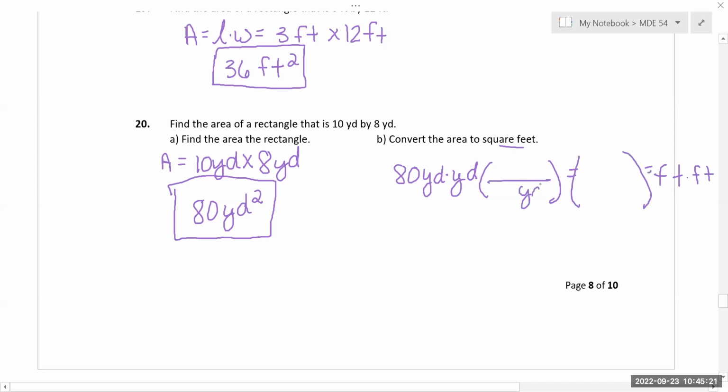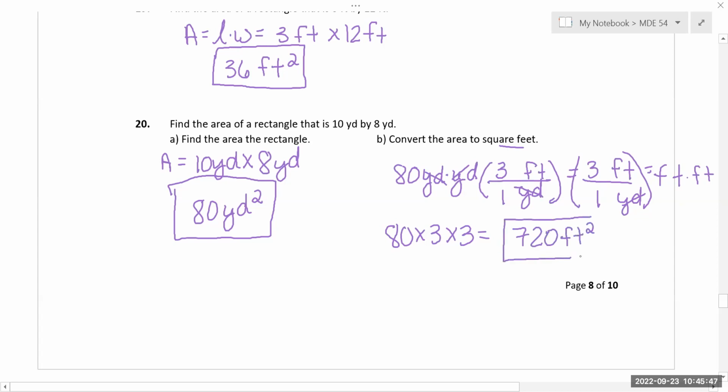I've got to cancel out yards once and then cancel out yards twice and put feet twice. Right? So it would be 3 by 1, 3 by 1. So 80 times 3 times 3. And when I multiply that together, I get 720 feet squared.